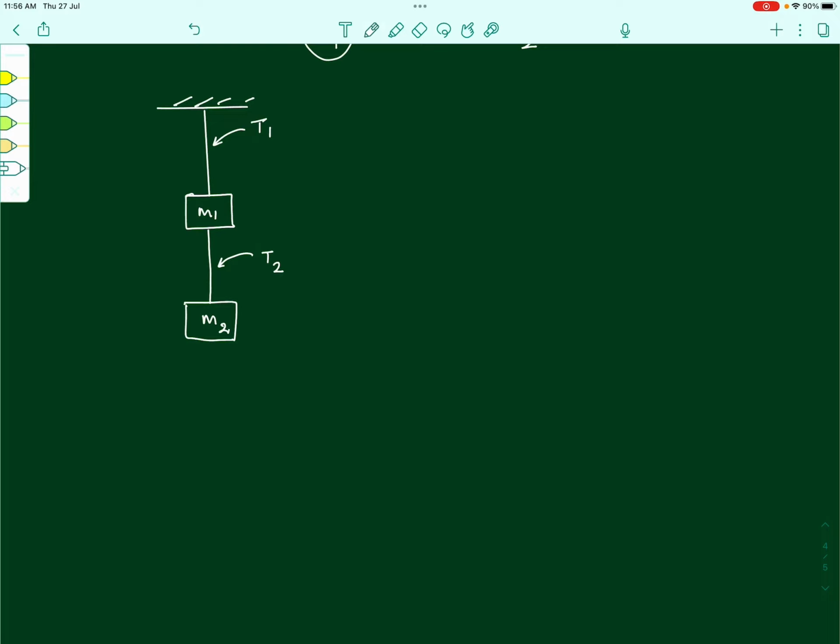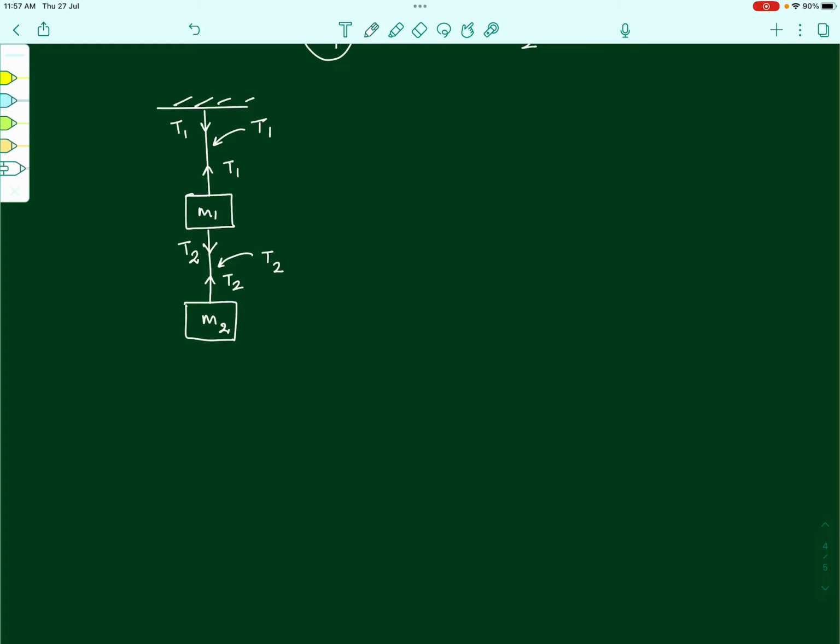If we assume that T1 is the tension in the upper string, can we say that T1 will act on M1 in the upward direction like this, and the same T1 will act on the ceiling in the downward direction like this, right? Whereas the tension T2 in the second string will act on M2 in the upward direction like this, whereas on M1 the same tension T2 will act in the downward direction, isn't it so? So this is how the tension forces are acting on both the blocks.